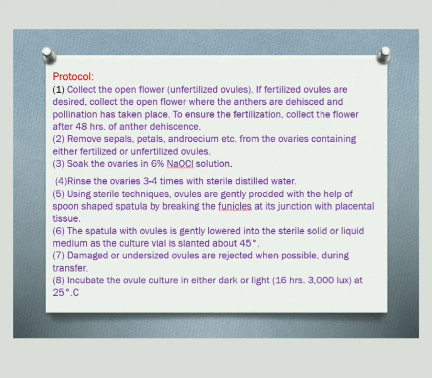The spatula with the ovules is gently lowered into the liquid or solid sterile medium as the culture vial is slanted about 45 degrees. These are the standard conditions. This protocol has to be followed step by step properly for getting the desired result of the ovule culture which we wanted to do. Then the damaged or unwanted ovules are rejected. Then we do incubation at the proper temperature needed.